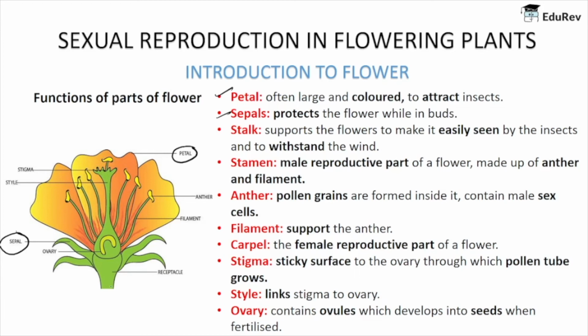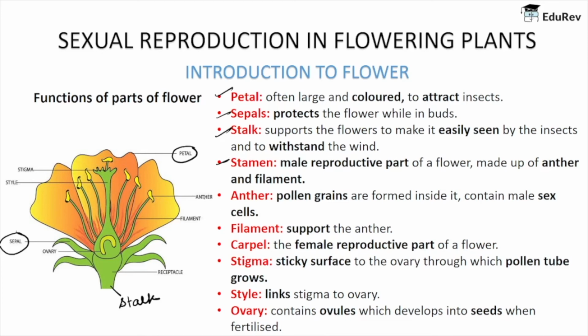Next is the stalk. Now stalk is present somewhere here. I am just labeling it. Now the function of stalk is to support the flowers, to make them easily seen by the insects or to withstand the wind. Now next is the stamen.